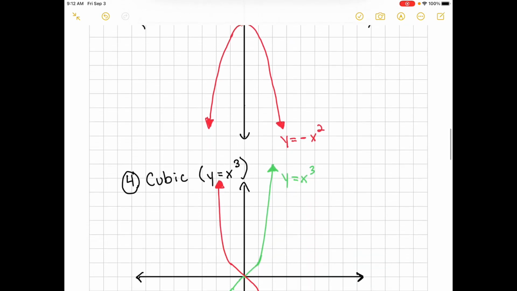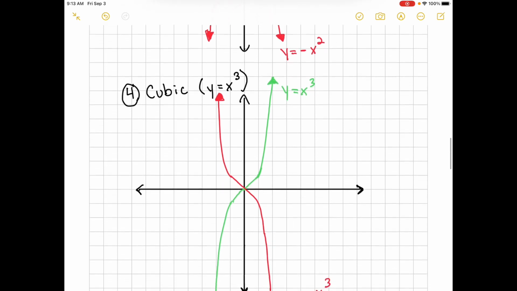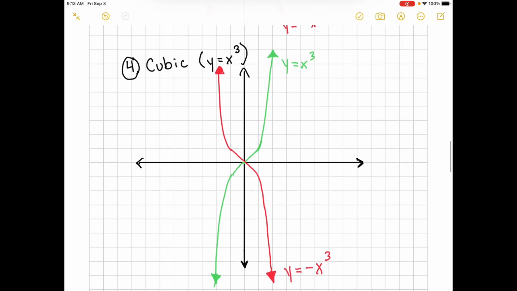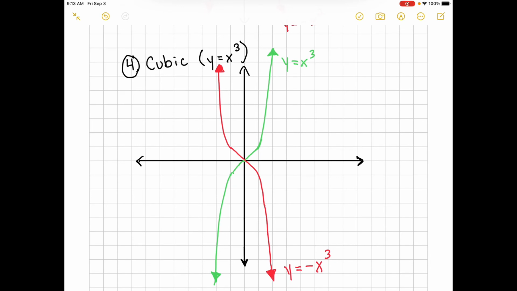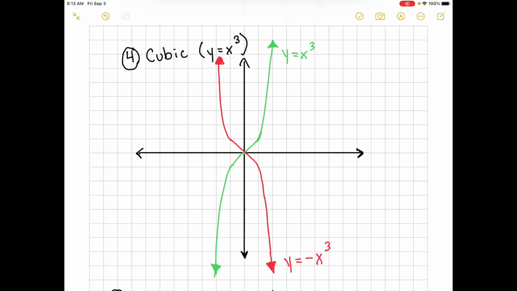Here's your cubic function. The highest exponent for x is 3. Y equals x cubed. The positive one's going uphill. The negative one's going downhill. Y equals positive x to the third is my green one. Y equals negative x to the third is my red one. So if your input is 2 and you cube it, you get 8. So the coordinate 2 comma 8 will be right here.